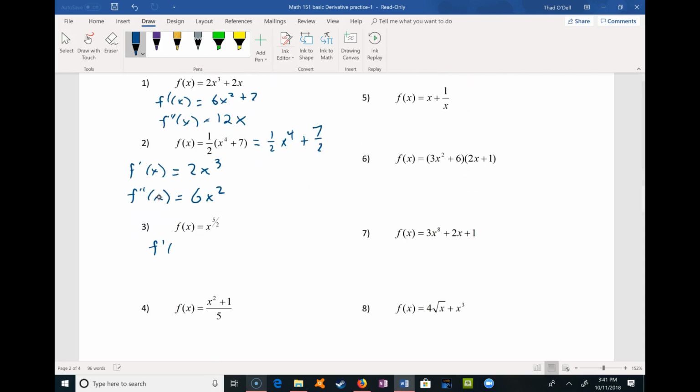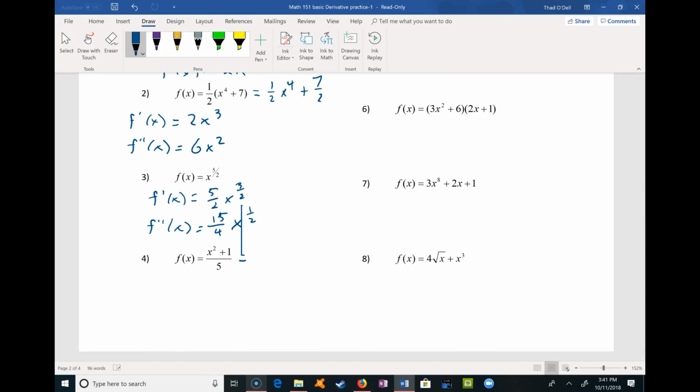The first derivative here would be 5/2 x to the 3/2. And then the second derivative, of course, so that would be, what, 15/4 x to the 1/2.